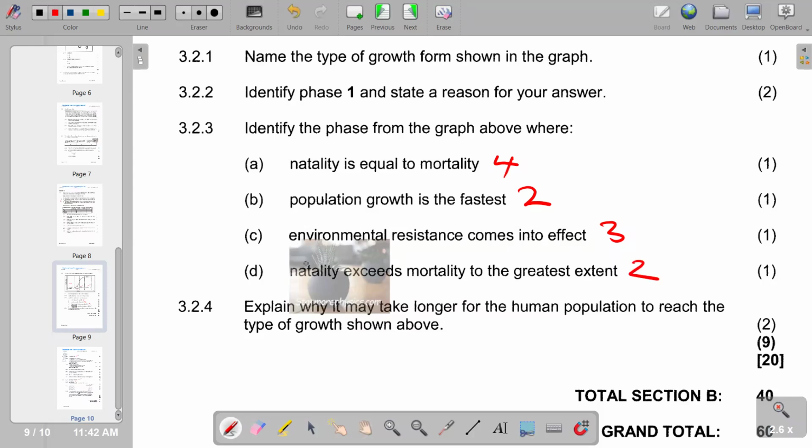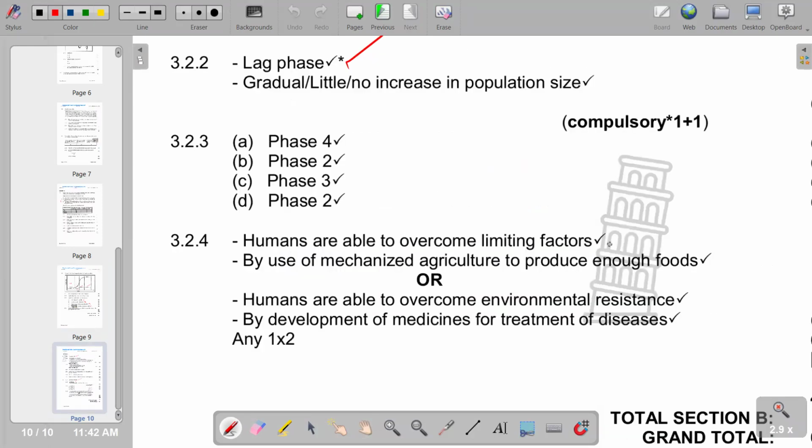Then 3.2.4, explain why it may take longer for the human population to reach the type of growth shown above. So our response is that humans are able to overcome limiting factors by use of mechanized agriculture to produce enough food. We also have an alternative response: humans are able to overcome environmental resistance. That is the first point. And then by development of medicines for treatment of diseases. And this is the end of our question paper.